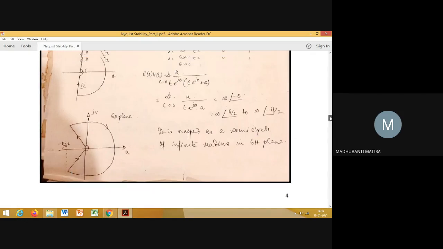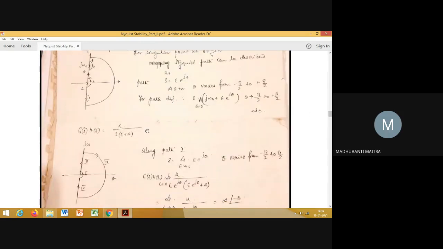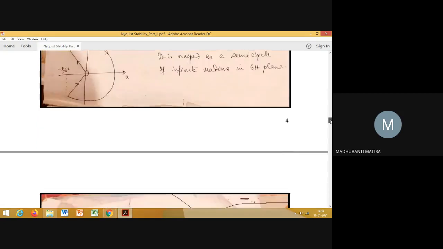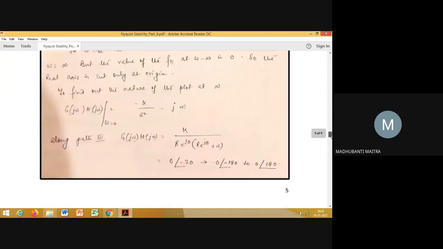And since A is positive, that means no open loop pole is there in the right half of the S-plane. One open loop pole is there on the imaginary axis, but no open loop pole is there in the right half of the S-plane. Hence, P is equal to 0 as well as N is equal to 0. So from the equation N is equal to P minus Z, we find that Z is equal to 0.